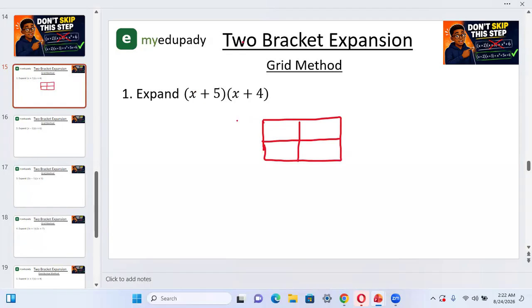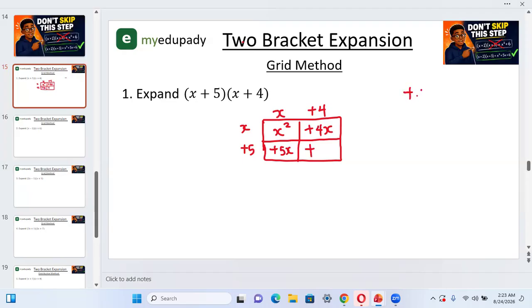So you pick the values you have here, x and plus 5, always take it with the sign. I advise students always to take it with the sign. So then you take x and the plus 4, and we are almost done. The next thing is to multiply each of these terms individually. So we do x times x, that gives us x squared, then x times plus 4, that gives us plus 4x, plus 5 times x gives us plus 5x. Then plus times plus gives us a plus.